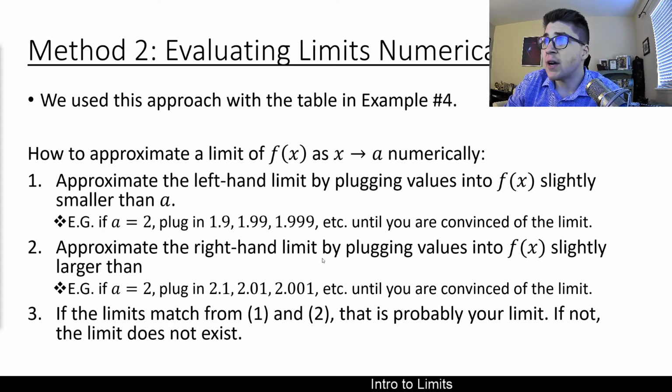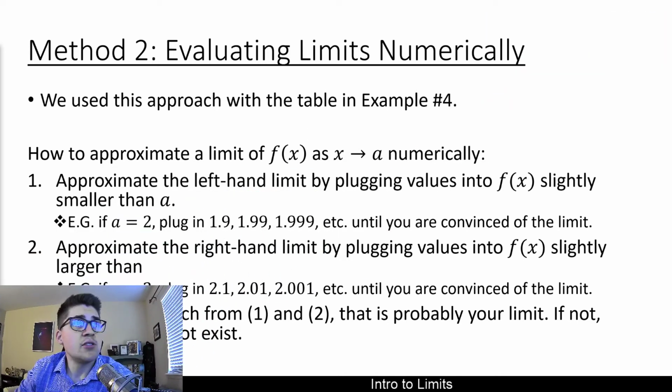Step 2, approximate the right-hand limit by doing the same thing. Essentially, take values slightly larger than the targeted location, such as if a was 2, we could check 2.1, 2.01, 2.001, getting closer and closer to the value of 2 as well. And then finally, if those limits match, that is most likely your limit. Say they're both approaching 4. On the left-hand side, you get 3.99. On the right-hand side, you get 4.01. Most likely, those are both trending towards 4. And if they are not the same, quite obviously, then the limit does not exist.